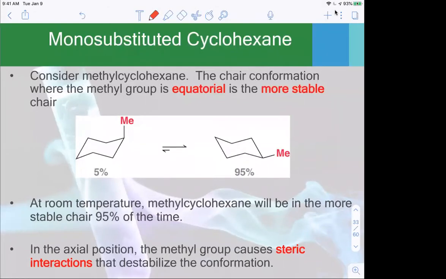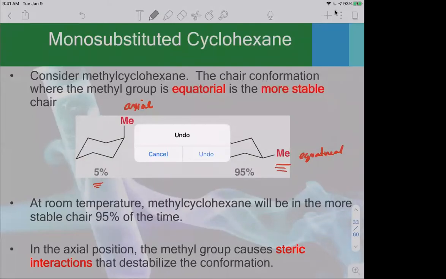When I look at methylcyclohexane, now when I think about the two different chair conformations, I have this where the methyl is axial, or I have this where the methyl is equatorial. Larger groups in the equatorial positions are much better because they are more stable. There are fewer steric interactions that are destabilizing if my methyl group is in the equatorial position. So I can show you this by looking at the ring that we just had.